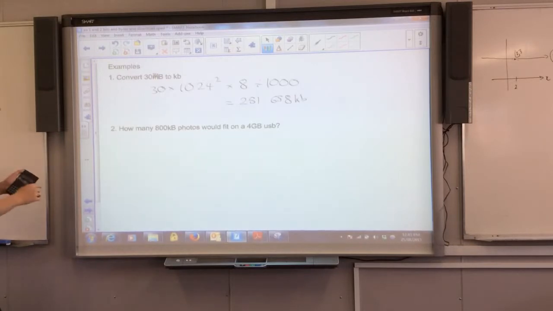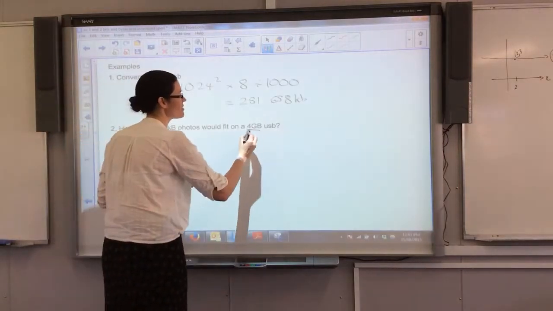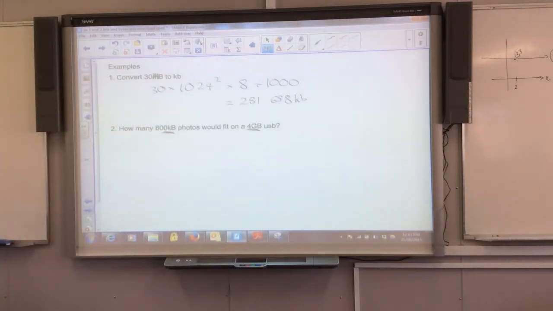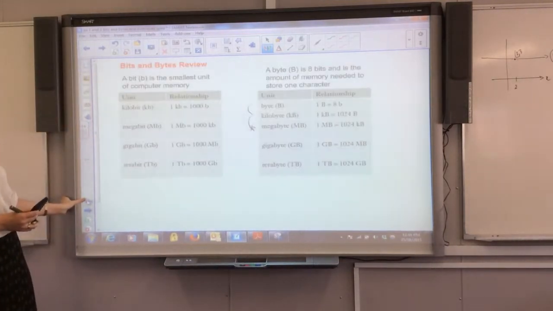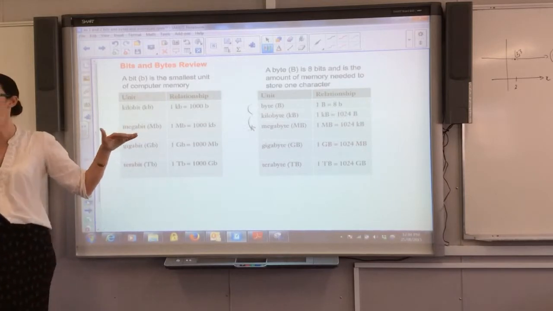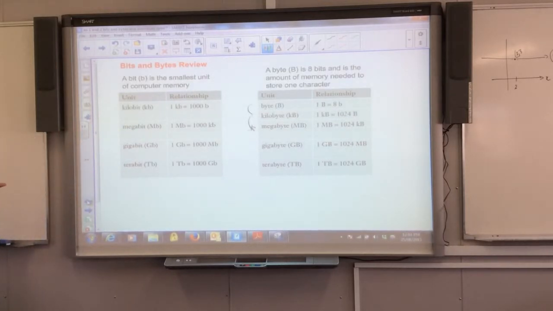Yeah. Okay. Second example: how many 800 kilobyte photos would fit on a 4 gigabyte USB? If I'm going to compare these two, they need to be in the same unit. Are they the right units? Isn't that kilobytes and gigabytes? I want to make them the same. It doesn't matter which one I make them. I can make them both kilobytes, both gigabytes, or both megabytes, as long as they're the same to be able to compare them.